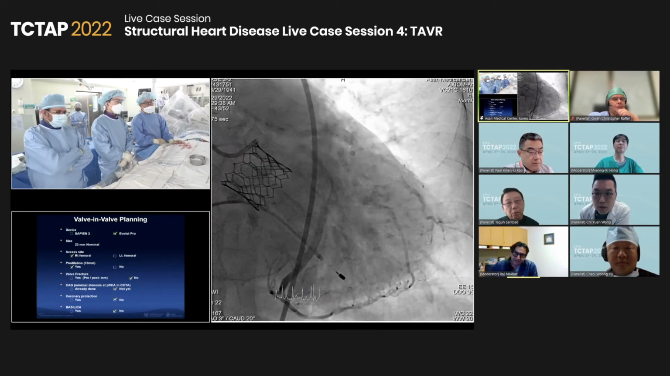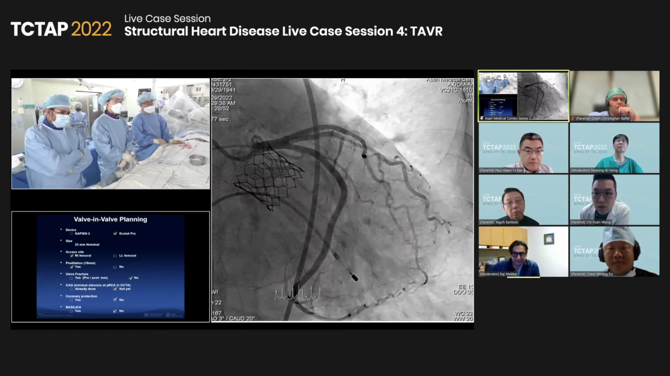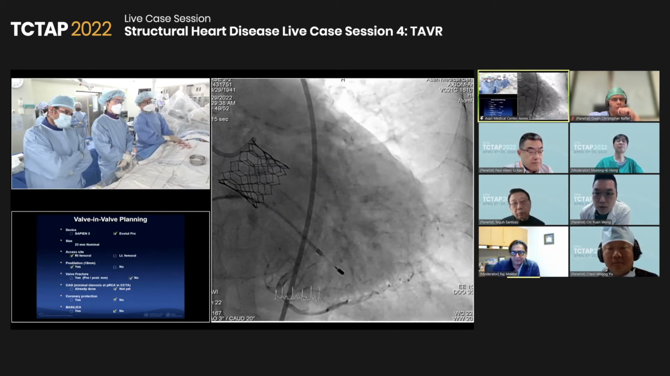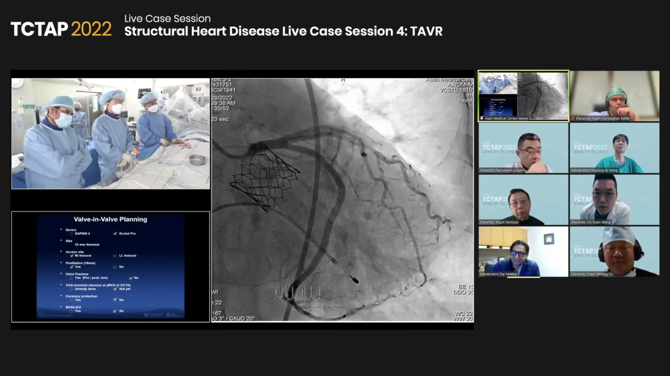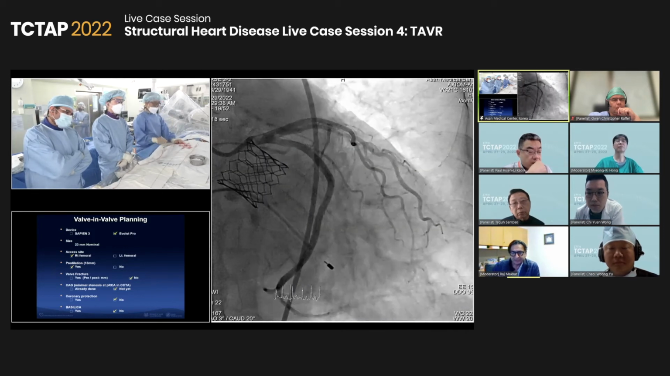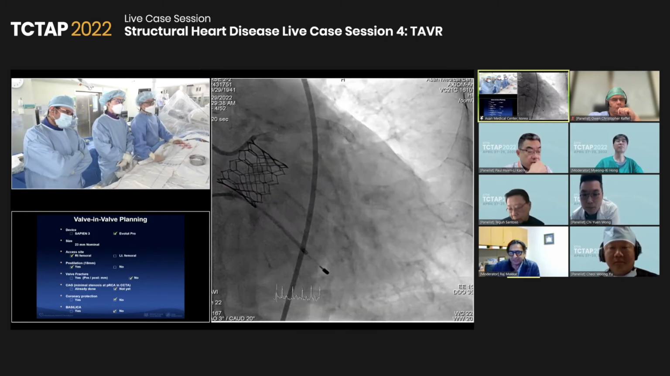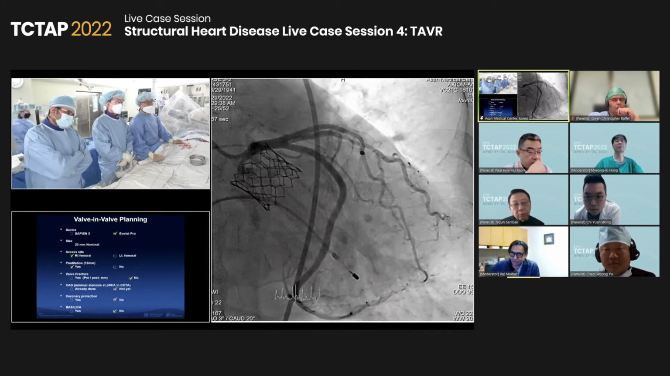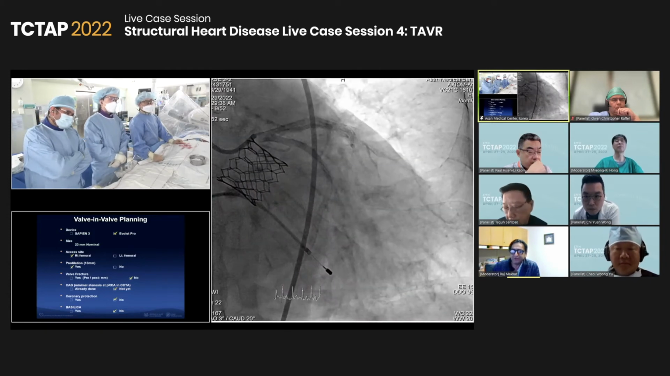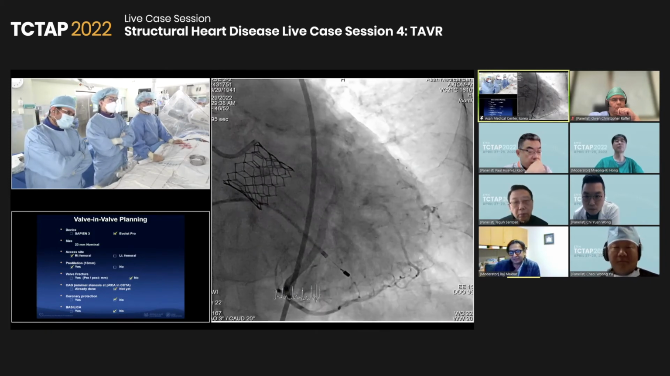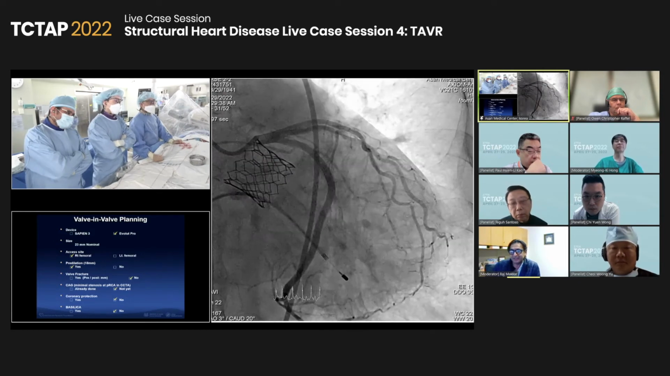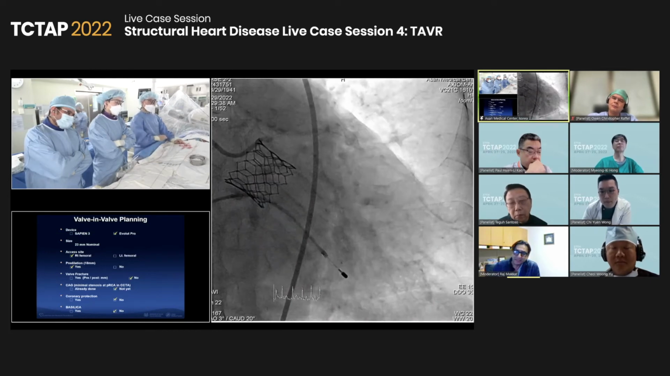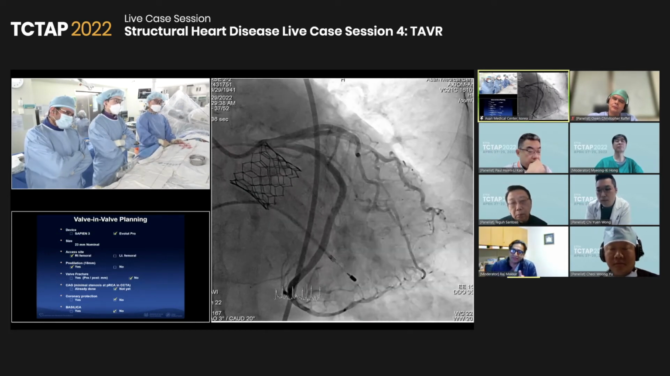I think this is a fascinating case, right? And the discussion points that have come up are all very appropriate. The data available would suggest that whether you do SAPIEN in SAPIEN or Evolut in SAPIEN, you should get good acute results. What we know is that you have to be very careful doing an Evolut in Evolut, where you have serious issues in terms of coronary access. So I think you could make the argument both ways.